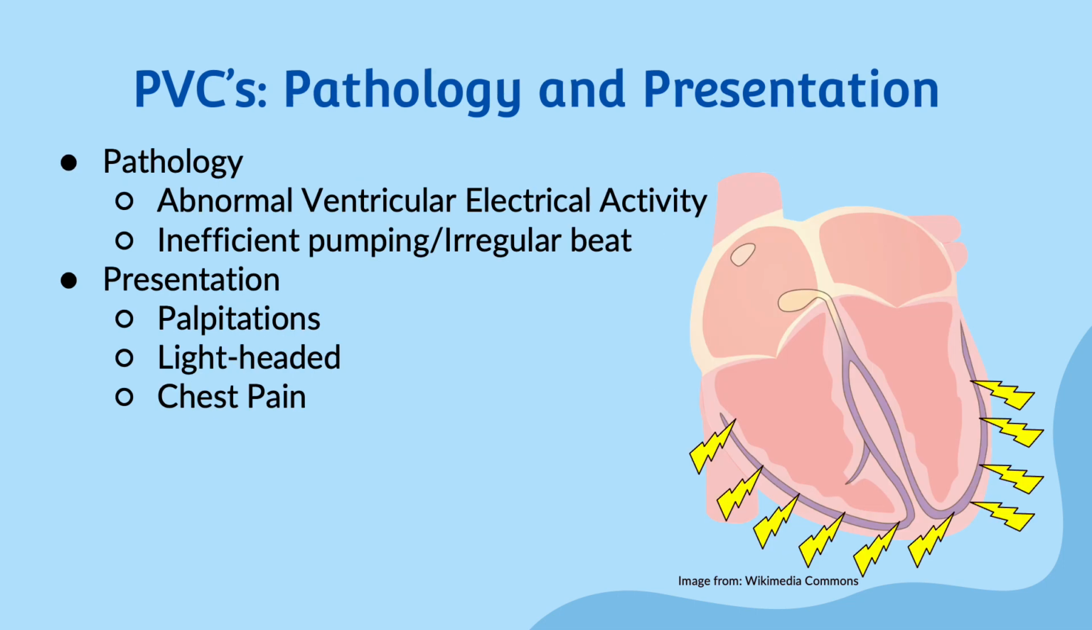Now, let's discuss the pathophys. PVCs occur when the electrical signals in the heart do not follow a normal pathway. Instead, the signals start in the ventricles in the Purkinje fibers, and this leads to an irregular heartbeat. This can cause symptoms such as palpitations, lightheadedness, or chest pain.